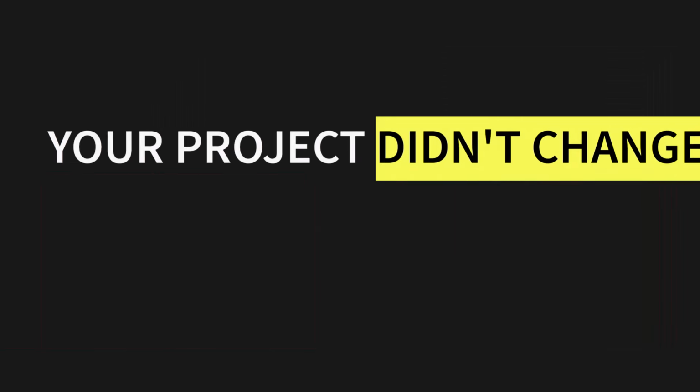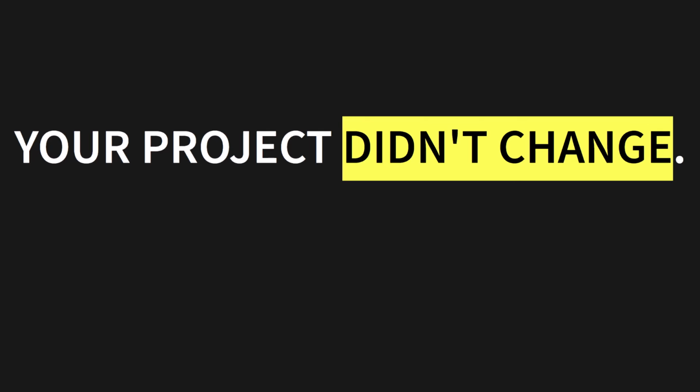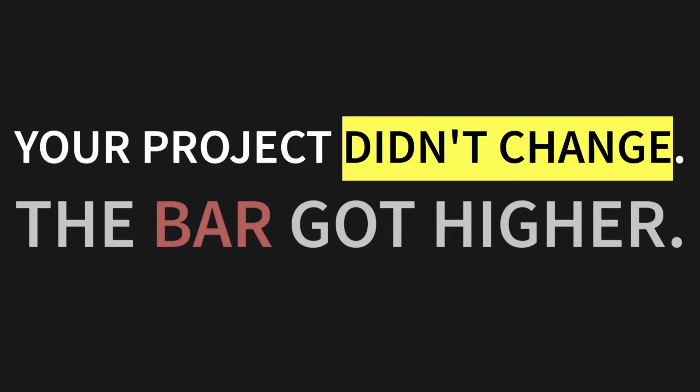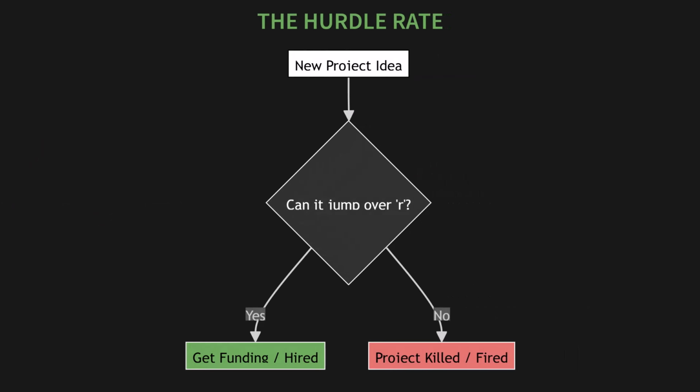Listen to this. This is the most important part. Your project didn't change. Your 10% return was always a 10% return. The bar just got higher. We call this the hurdle rate. Look at this flowchart. You have a new project idea. The first question is always, can it jump over R? If yes, you get funding, you get hired. If no, the project is killed. You're fired. When R goes up, that jump becomes almost impossible for a lot of projects.